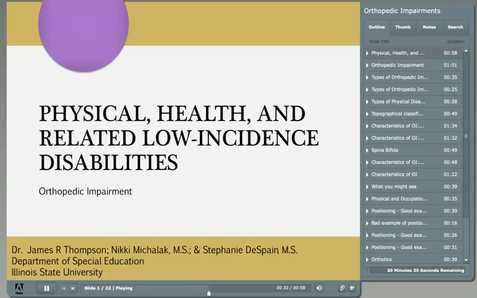deafblindness. While these categories may represent disabilities with a variety of causes and characteristics, in order to receive services, there must be an adverse effect on educational performance. The following lessons within this module will cover orthopedic impairments, other health impairments, traumatic brain injury, multiple and severe disabilities, including deafblindness, and instructional strategies.